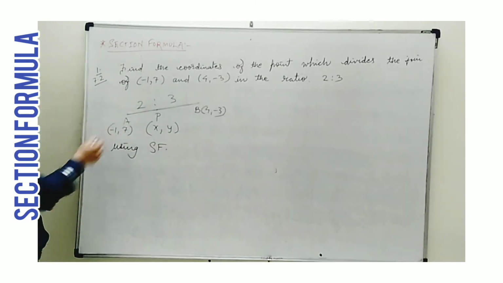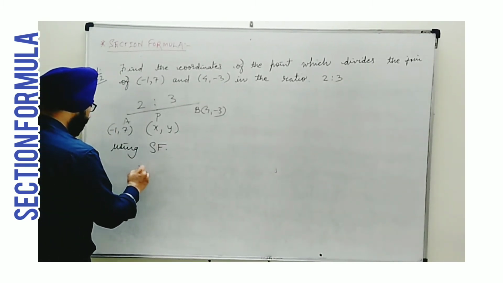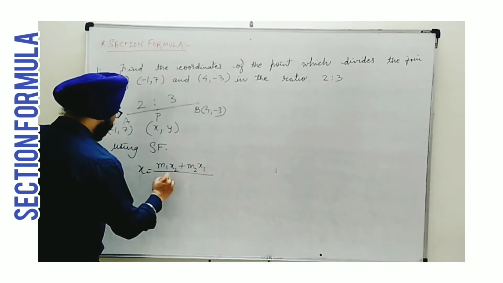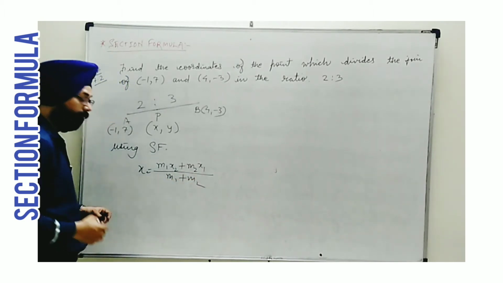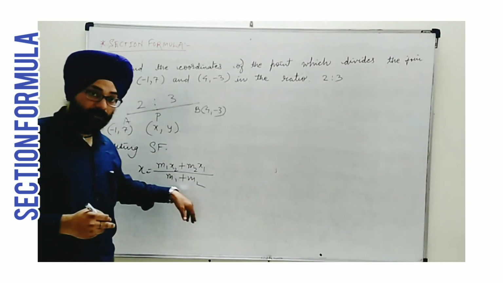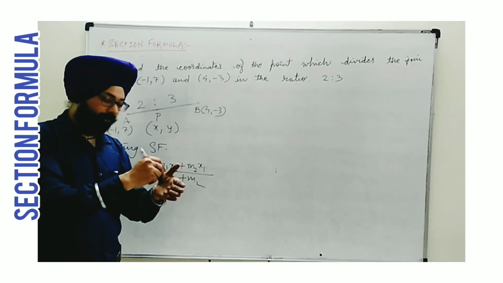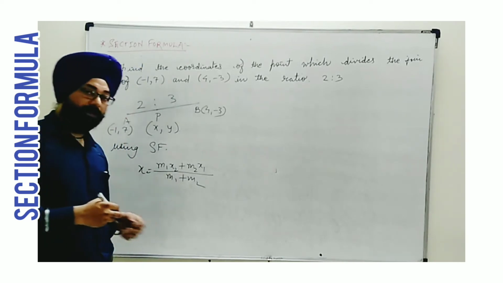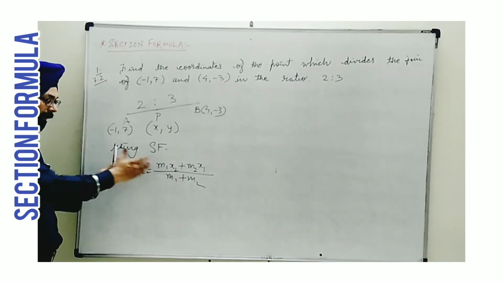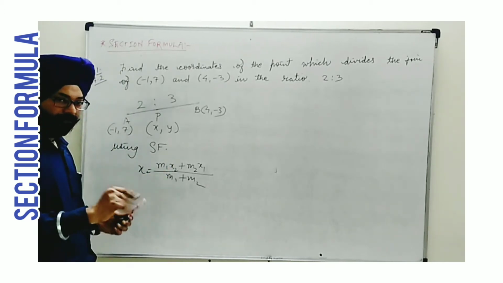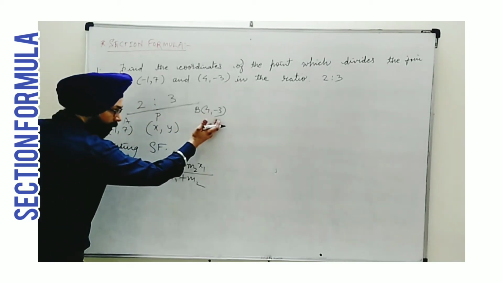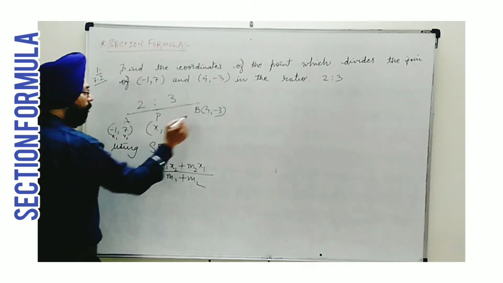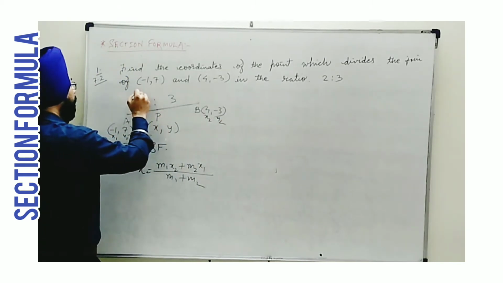we can write here x as (m1 x2 + m2 x1) upon (m1 + m2). Now before we apply all these things, we should determine what x1, y1 is, what x2, y2 is, and m1, m2 also. That will actually guide you to put the correct values and nothing else. Here you can take this as x1, y1 or this as x2, y2, it doesn't matter. So you can write aside x1, y1, this as x2, y2, and this as m1 and m2.